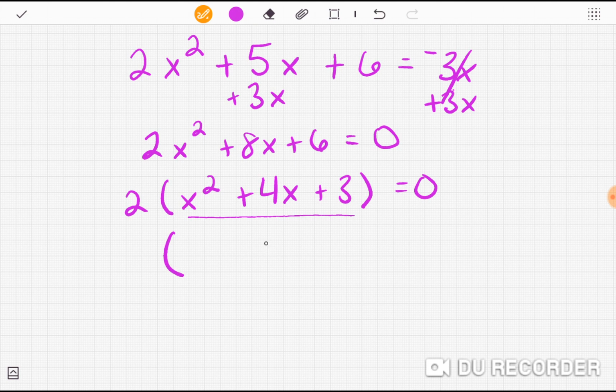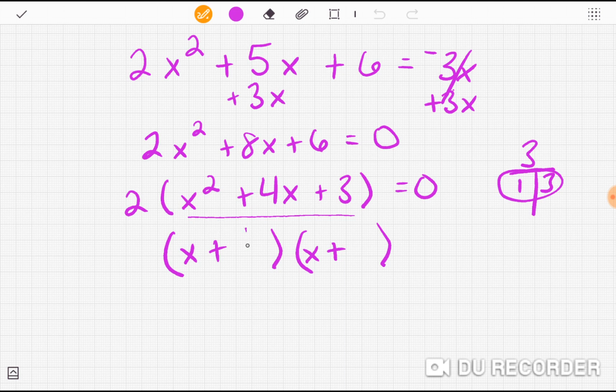So we do our two parentheses. Each parenthesis gets the x. We look at our signs. We have a plus sign here, which means that the signs are the same. And they are the same as this first sign here, so that means we have a plus and a plus. What factors of 3 add together to give us 4? Well, there's only 1 and 3. So that means we have 1 and 3.